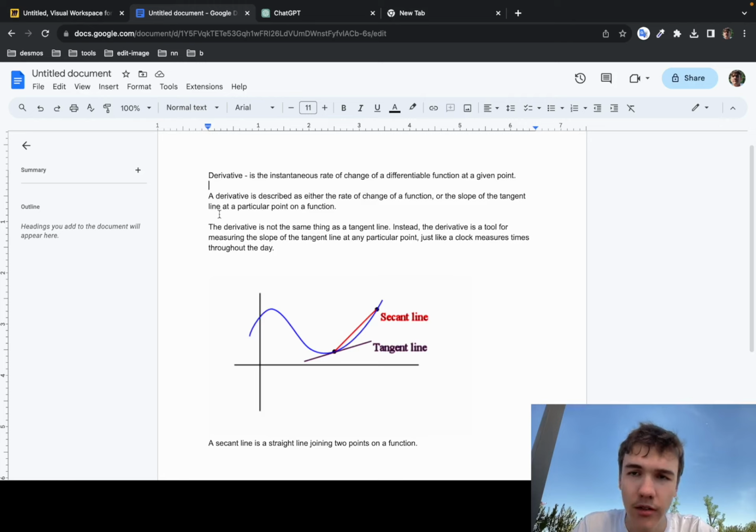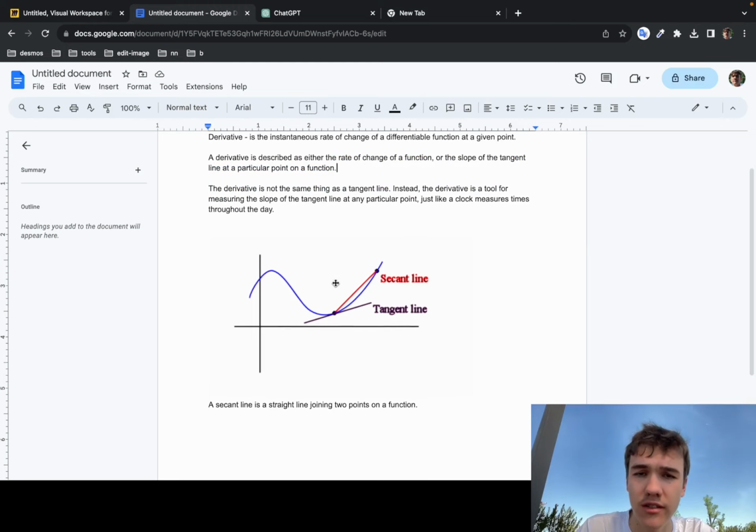All right. So what we have is that a derivative is described as either the rate of change of a function, so I would add the instantaneous rate of change of a function at a given point, or, second definition, the slope of a tangent line at a particular point on a function. You might ask, what is the tangent line? And here's this image. As you can see, we have the secant line and we have a tangent line.